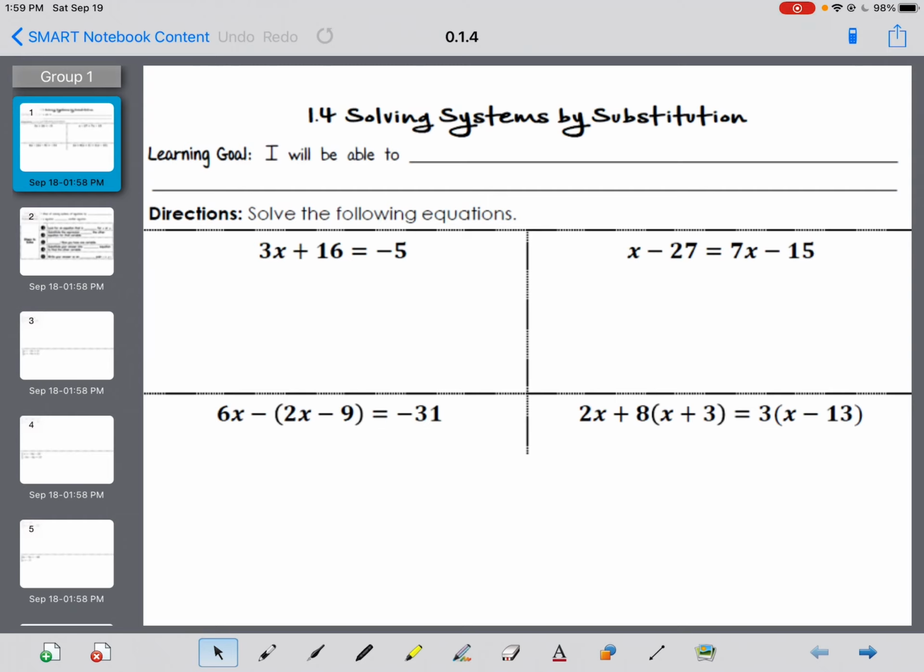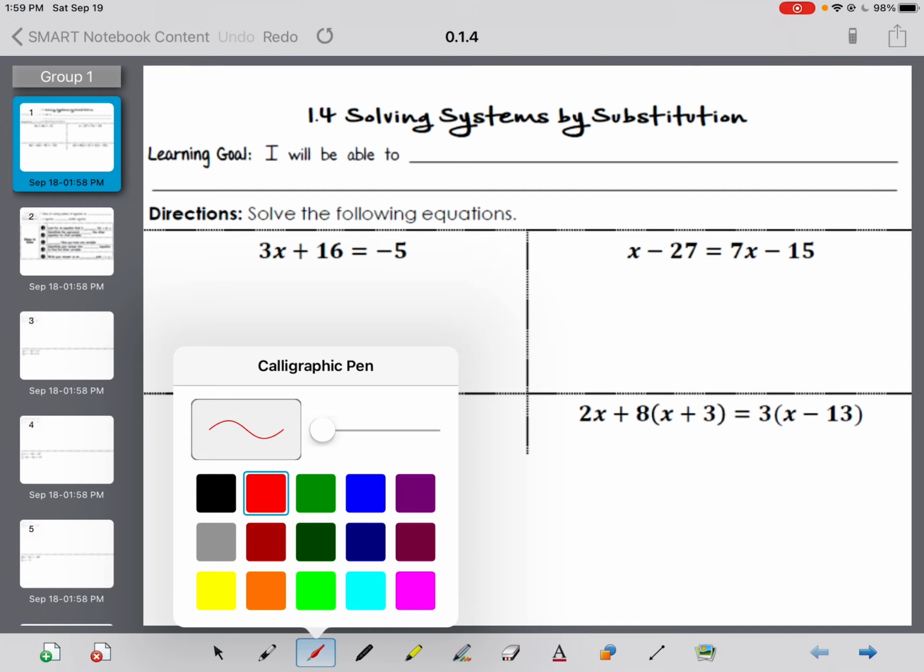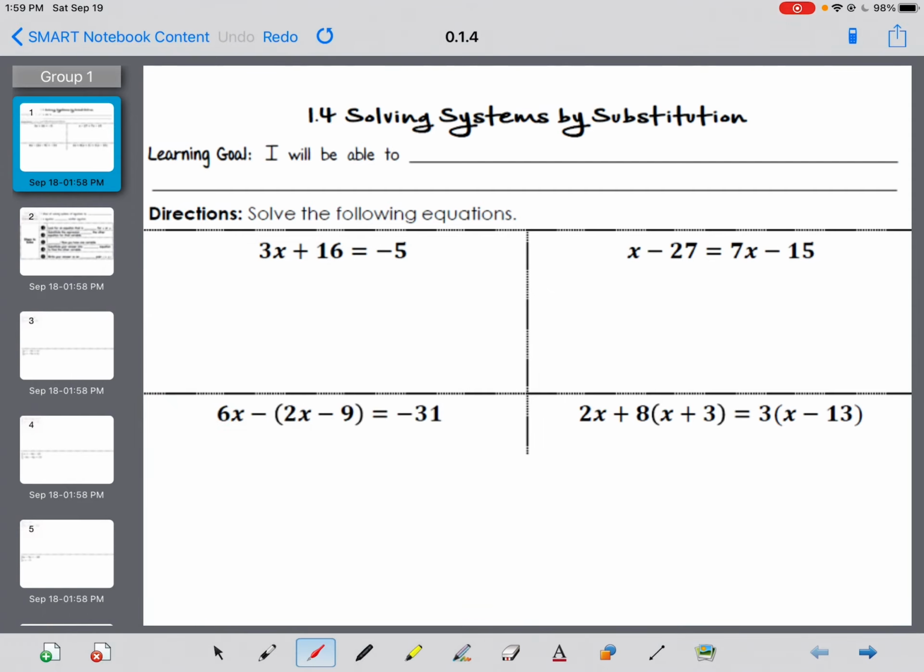So I will be able to, every time, I always forget the pen. Solve systems by graphing. In my very bad handwriting. That's an R, that's an A, I promise.